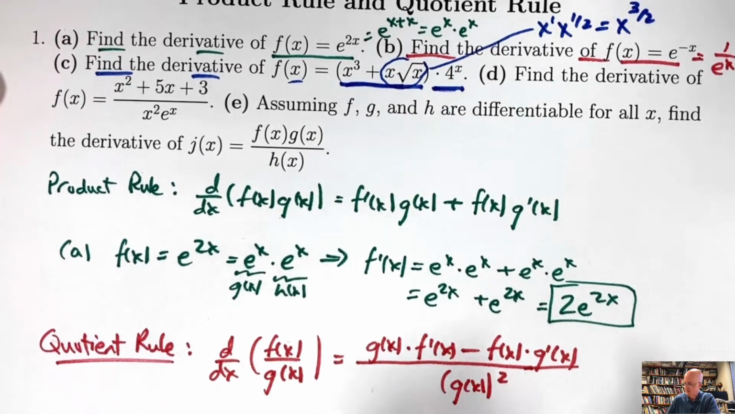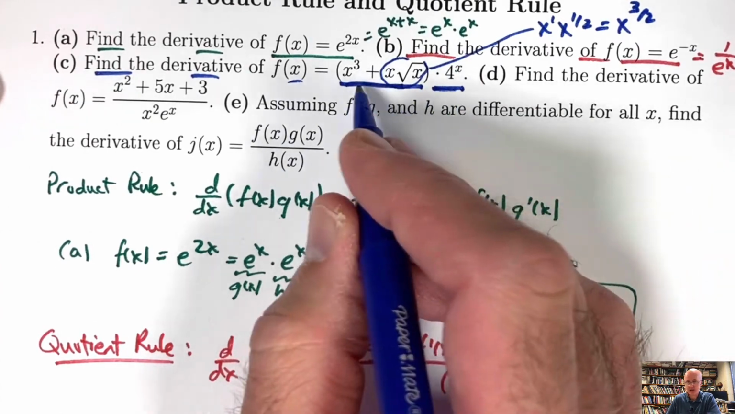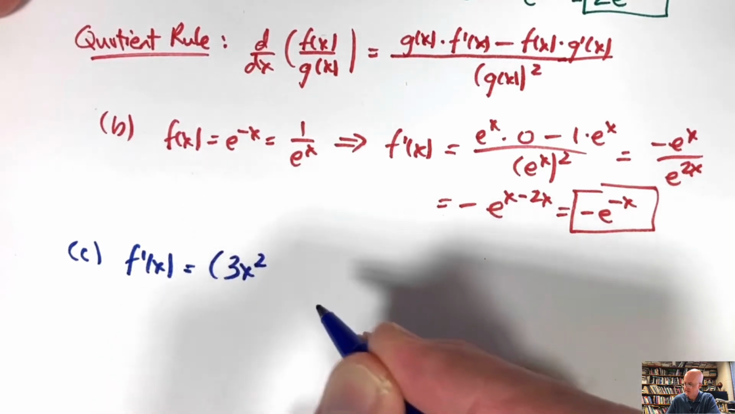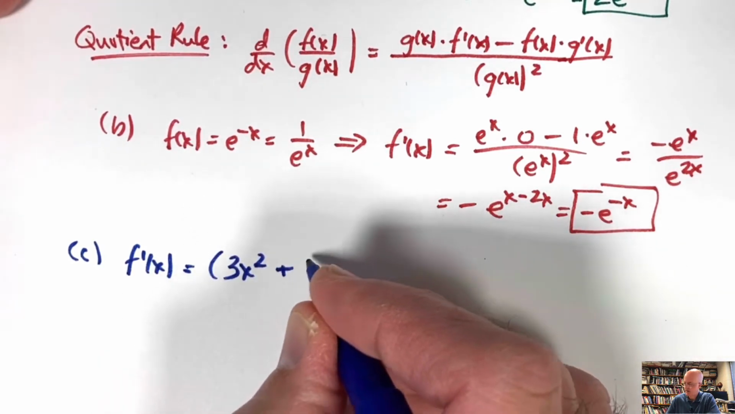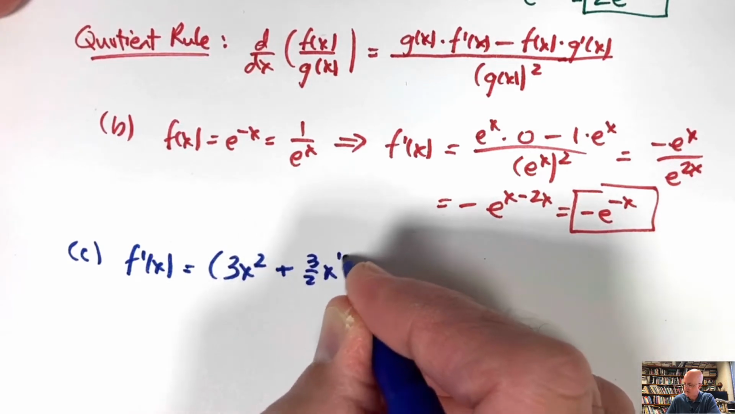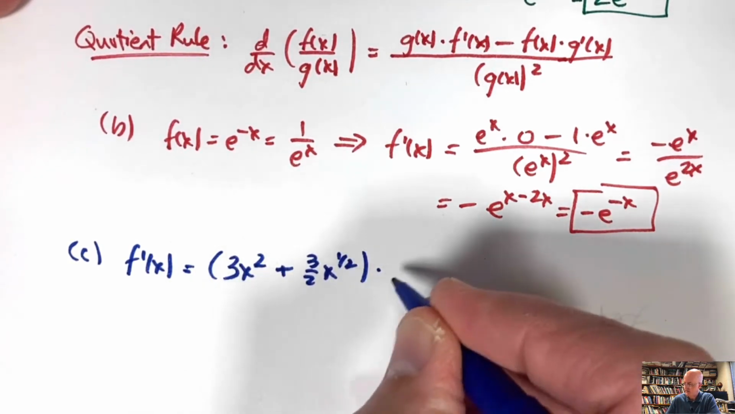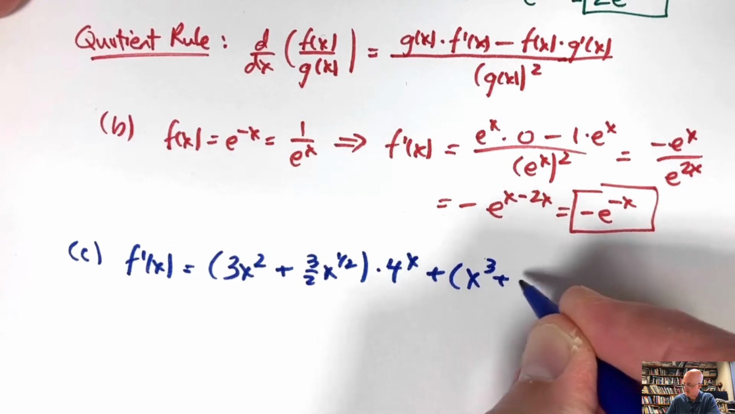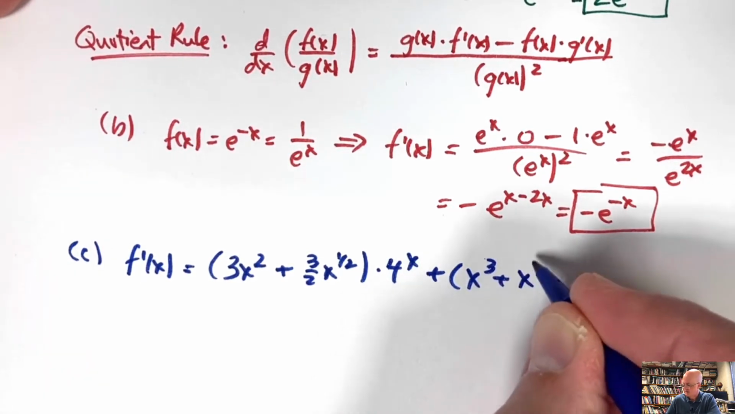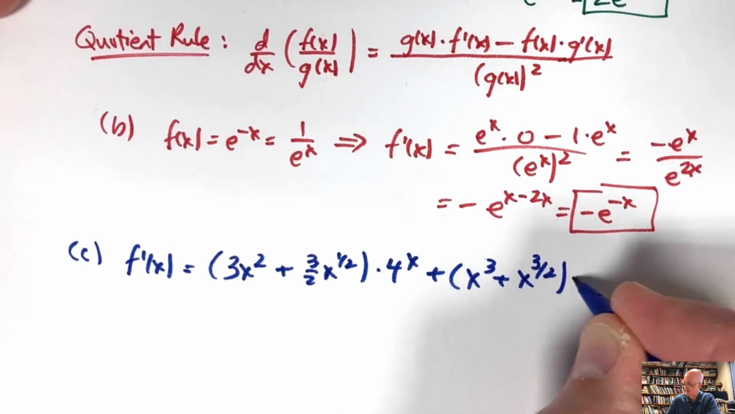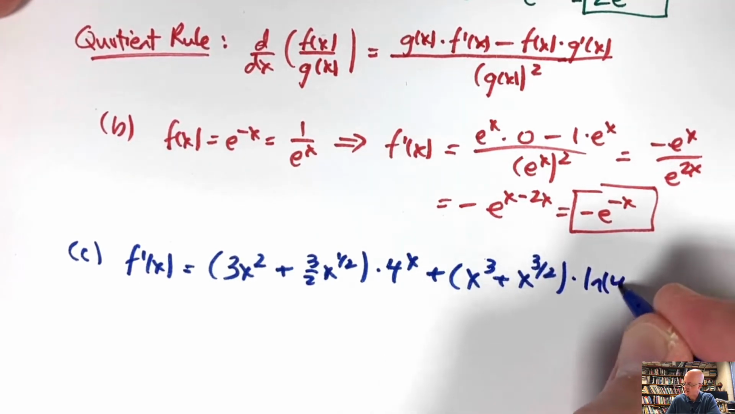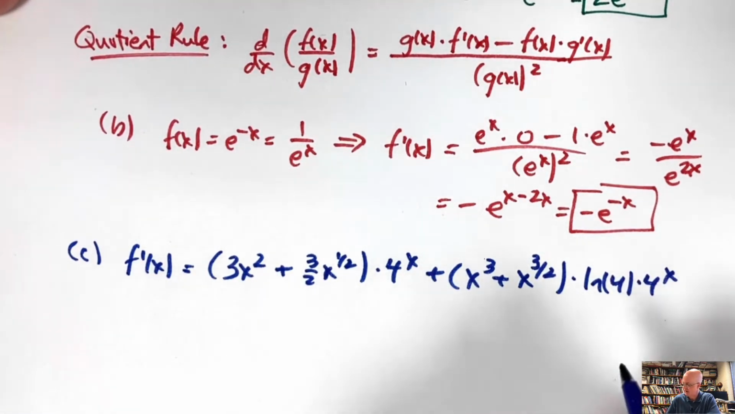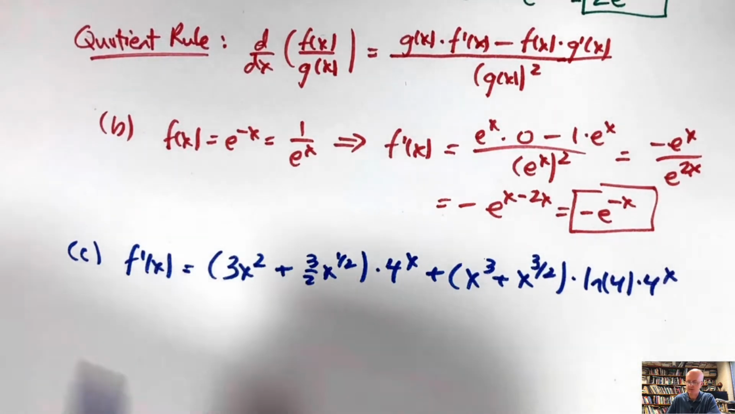The derivative of the first, I need also linearity. The derivative of a sum is the sum of the derivatives. The derivative of x cubed is 3x squared. Don't forget parentheses here. The derivative of x to the 3/2 power is 3/2 x to the 1/2 power. I'm using the power rule there. That's the derivative of the first times the second, plus the first function, x cubed plus x times square root of x, which is the same as x to the 3/2 power, times the derivative of the second. The derivative of 4 to the x is natural log of 4 times 4 to the x. Okay, so this complicated expression, which could be simplified a little bit perhaps by factoring the 4 to the x out, is the derivative of that function.